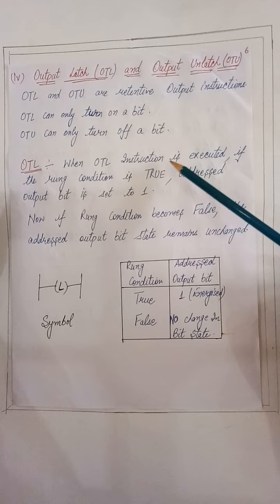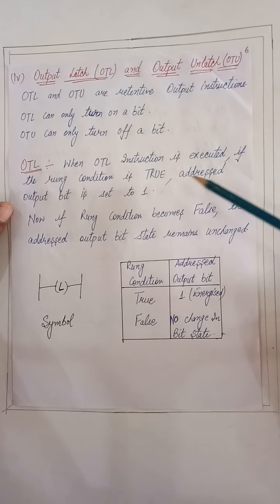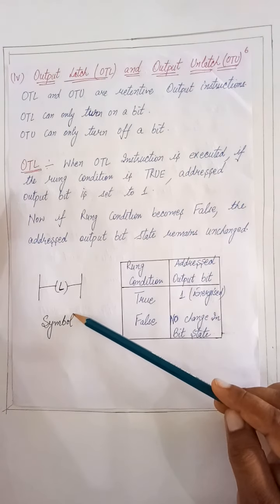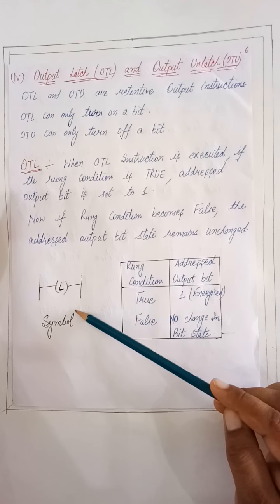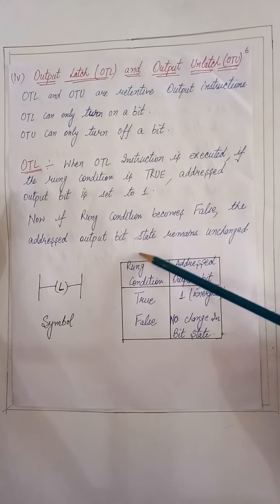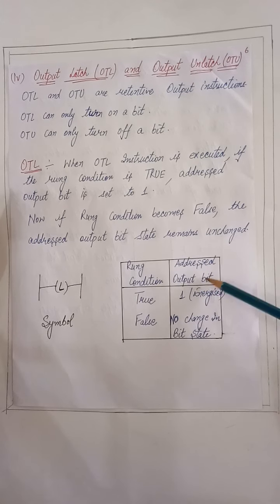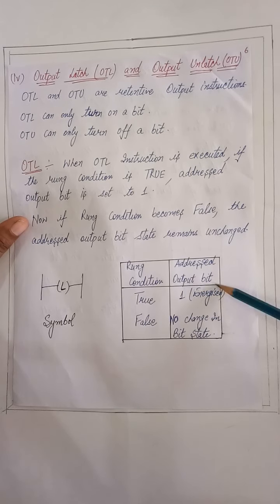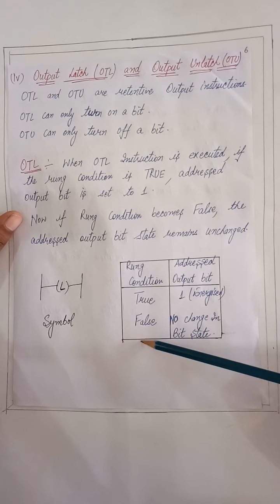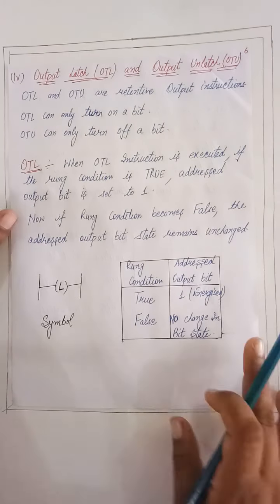When the OTL instruction is executed, if the rung condition is true, the addressed output bit is set to 1. This is a symbol for the output latch instruction. When this instruction is executed, if the rung condition is true, then the addressed output bit is set to 1, energized. And if the rung condition becomes false, the addressed bit state remains unchanged.